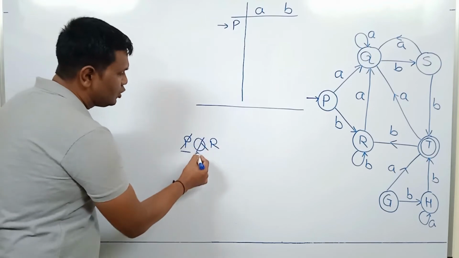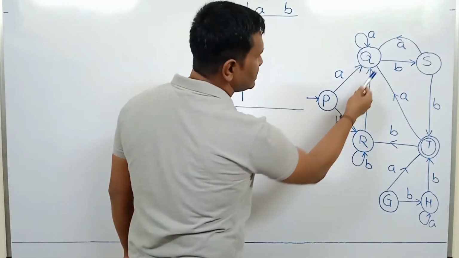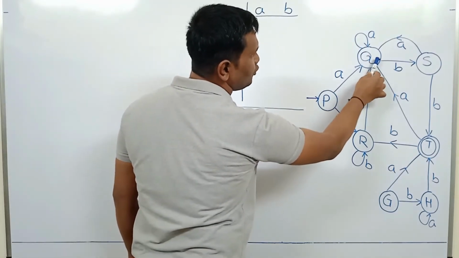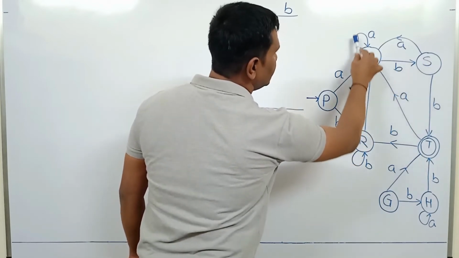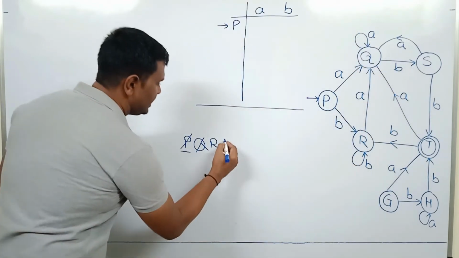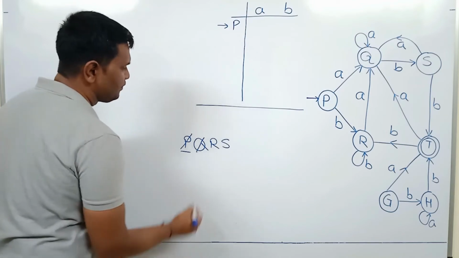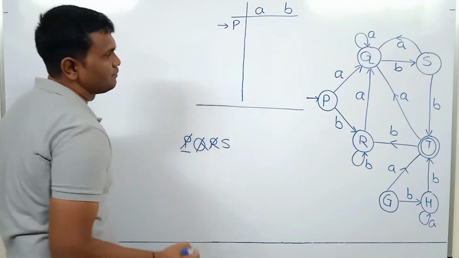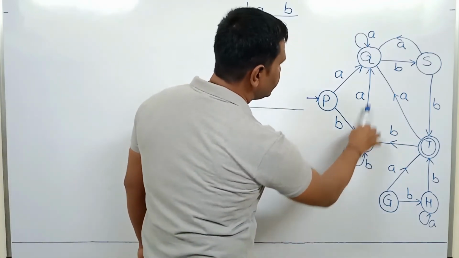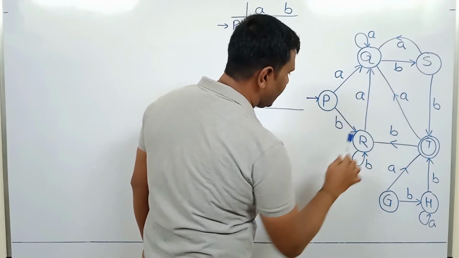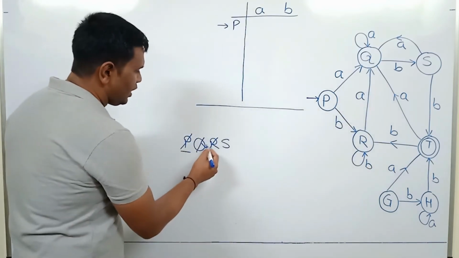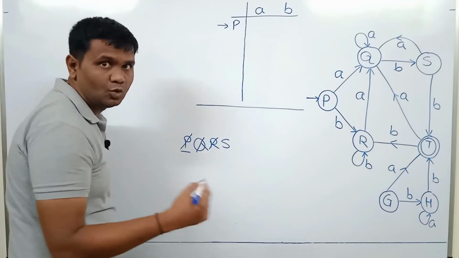Now we are considering Q. From Q, check the outgoing transitions. From Q we can reach S and Q itself. So S is the new entry. Now consider R. From R we can reach Q and R itself. So Q and R are already there. There is no new entry.